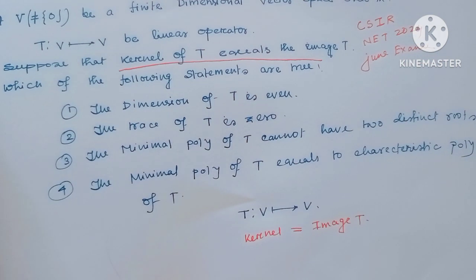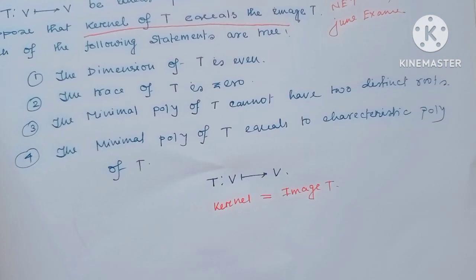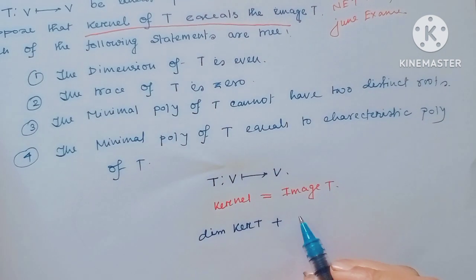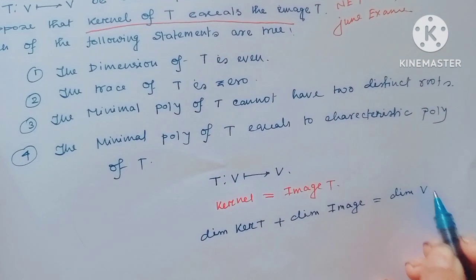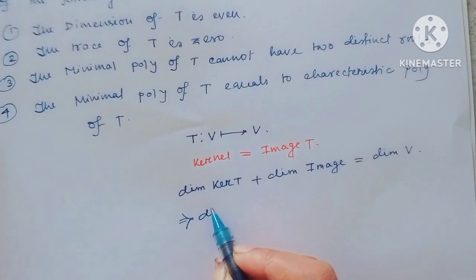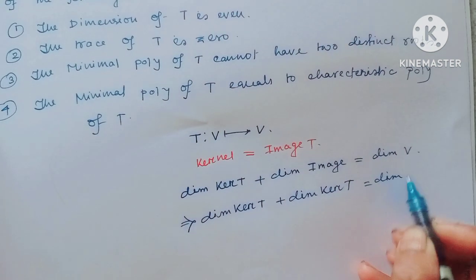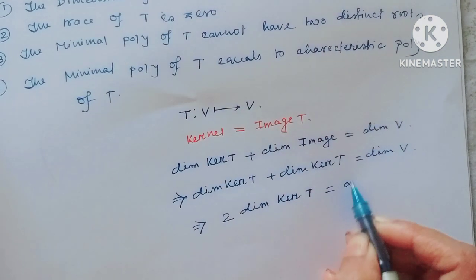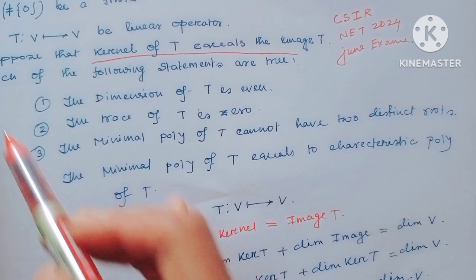Then the first option: the dimension of V is even, obviously, because V is a finite-dimensional vector space, so all of us know dimension of kernel T plus dimension of image T equals dimension of V. Since kernel and image are both equal, we can write this as dimension of kernel T plus dimension of kernel T equals dimension of V. So 2 times dimension of kernel T equals dimension of V. And since this is an even number, obviously the dimension is even. So option 1 is a right option.